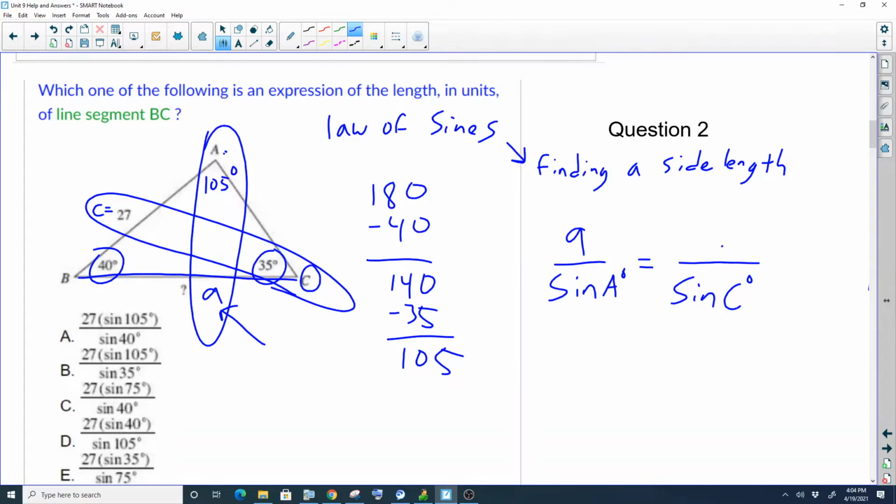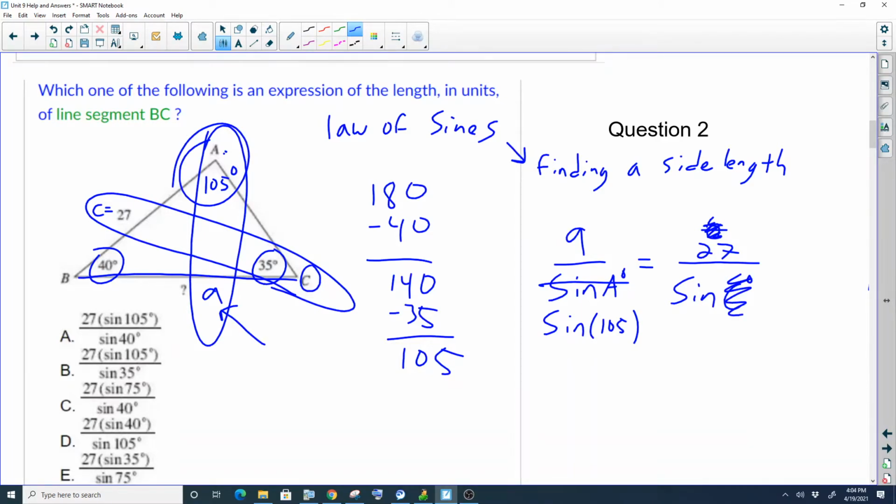So now we're actually going to fill those in with numbers. Big A becomes sine of 105, because that's what angle A is. And then little c is going to be 27. And then big C is going to be 35 degrees.